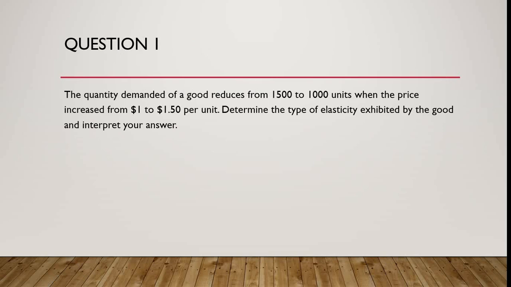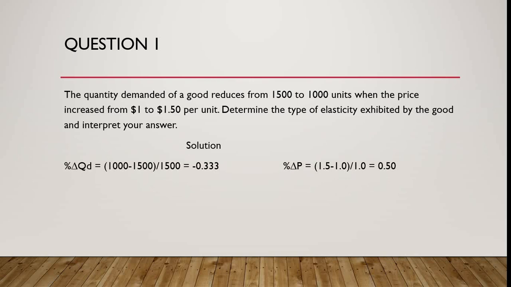Let's look at this question. The quantity demanded of a good reduces from 1,500 to 1,100 units when the price increased from $1 to $1.5 per unit. Determine the type of elasticity exhibited by the good, then interpret your answer. So we have to determine the type of elasticity, so we first have to calculate the elasticity. You can see that the quantity changed from 1,500 to 1,100. That means Q1 is 1,500, Q2 is 1,100, and then P1 is $1, and P2 is $1.5. So this is how it looks.